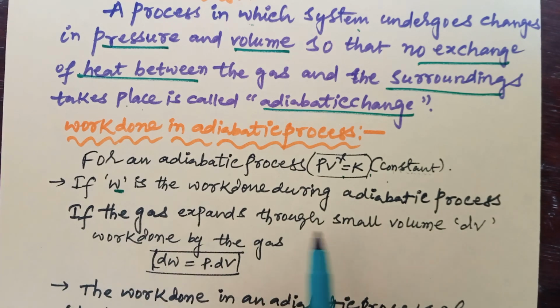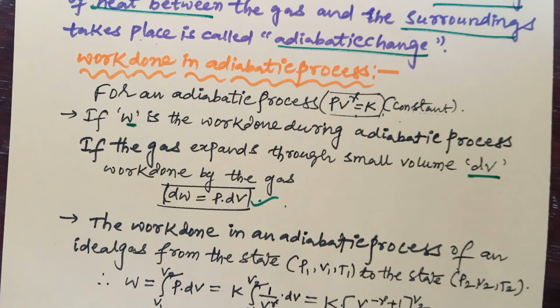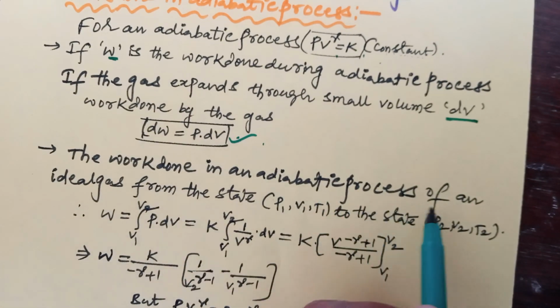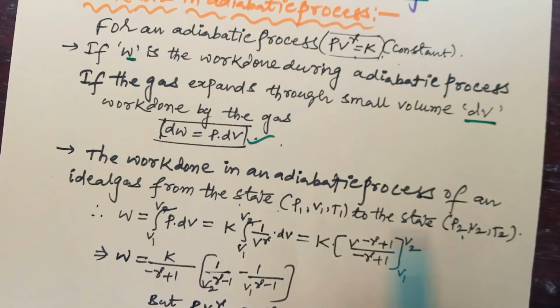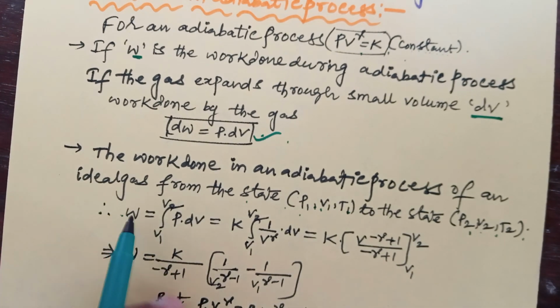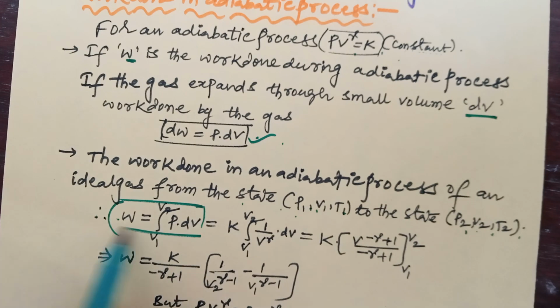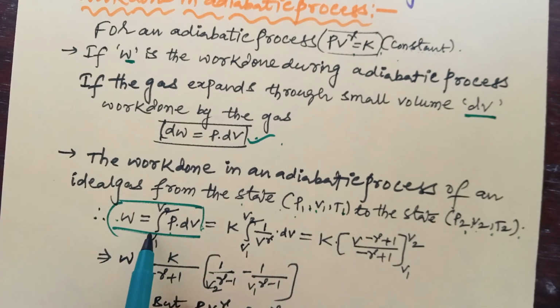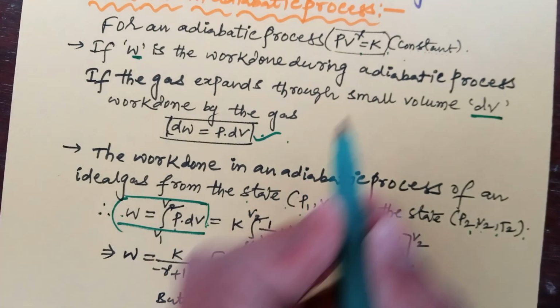As in the isothermal process, if W is the work done during the adiabatic process, and the gas expands through a small volume dV, the work done by the gas is dW = P dV. For an ideal gas going from state P1, V1, T1 to P2, V2, T2, the amount of work done changes, so integrating on both sides, W is the integral of P dV from V1 to V2.